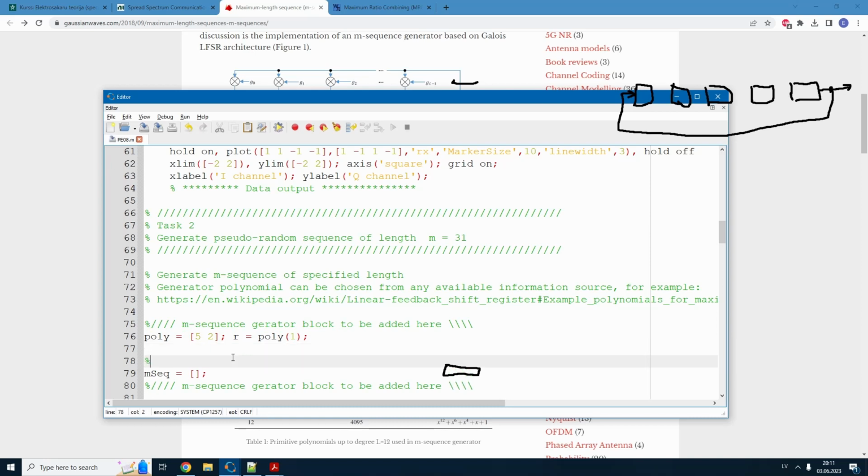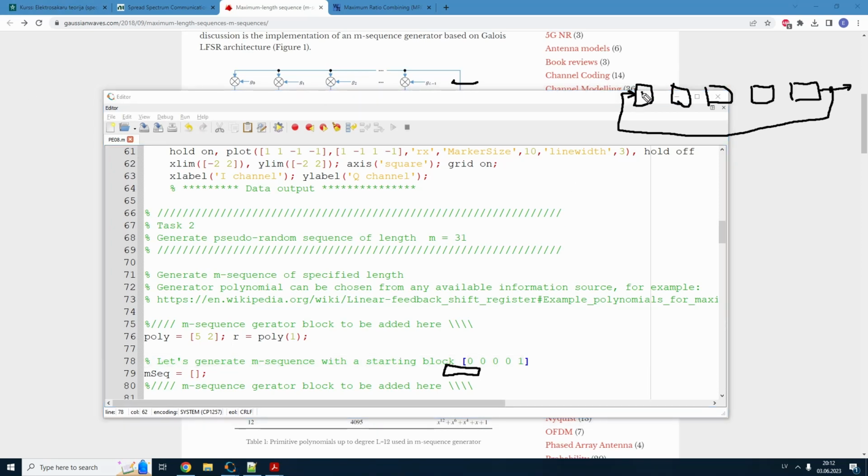Next, let's generate an M sequence with a starting block of 0, 0, 0, 0, 1. You need to write in some starting block inside these D-type flip-flops. Anything will do except all zeros. If all zeros are in there, at some point the generation will stop and it will produce just zeros at the output, which is not a random sequence. The maximum length sequence, M sequence, actually has the properties of a random one. So let's say we are going to use this starting block.